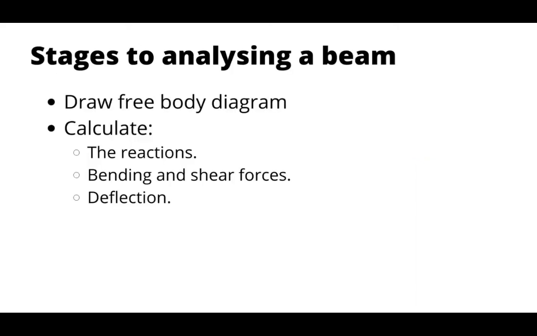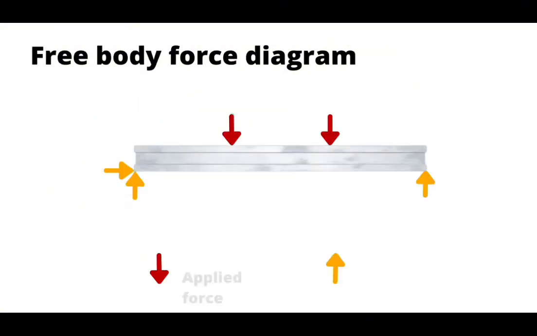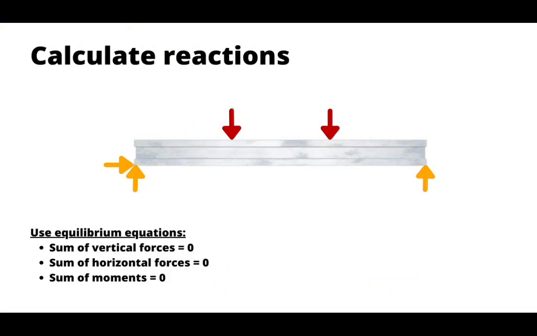We need to follow certain stages when we analyse a beam. We need to first draw the free body force diagram. Then we follow 3 steps. First is calculating reactions, then bending moments and shear forces, and then finally deflection. We draw free body force diagrams where we draw the forces identified and the restraint locations.